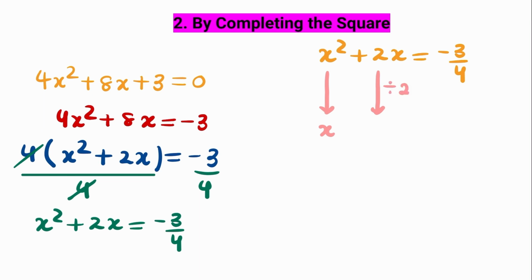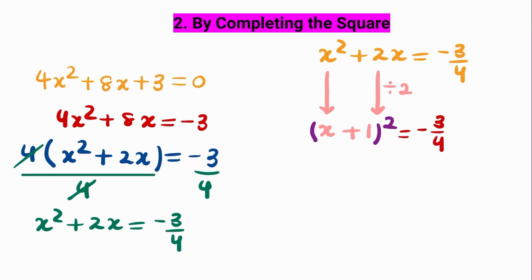We have to take half of it, which means that we have to divide it by 2. Plus 2 divided by 2 is plus 1. And then we should add a pair of brackets and square the pair of brackets like this. And then we should rewrite the rest of the equation, equal to minus 3 over 4.